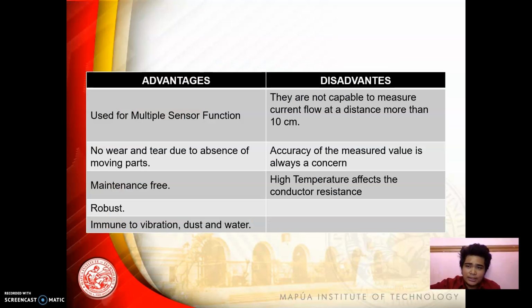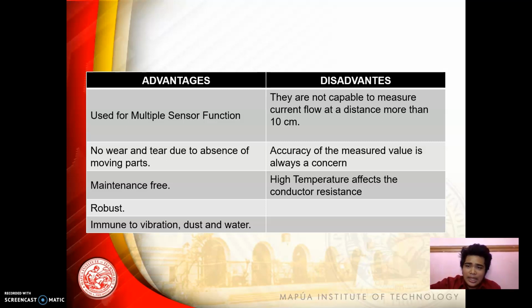Advantages and disadvantages. An advantage of Hall effect sensors is that they can be used for multiple sensor functions like position sensing, speed sensing, as well as for sensing the direction of movement. As they are solid-state devices, there is absolutely no wear and tear due to the absence of moving parts. They are almost maintenance-free, and they are robust, meaning strong and healthy. They are immune to vibration, dust, and water.